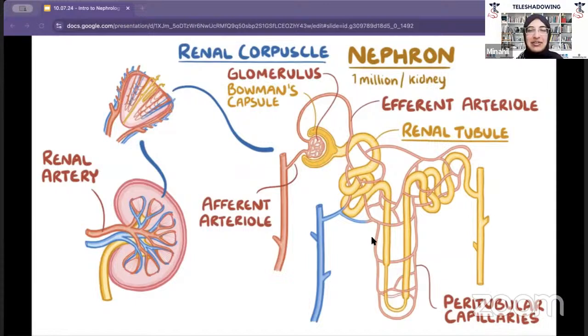So each kidney has about 1 million nephrons, and the nephron begins with the renal corpuscle, where the glomerulus and the Bowman's capsule work together to filter the blood. And after filtration, the fluid flows through the renal tubule. And here we have an afferent arteriole bringing blood into the glomerulus and an efferent arteriole taking it out. And so as the filtered blood continues, the nephron will selectively reabsorb water, ions, and nutrients while secreting waste products.